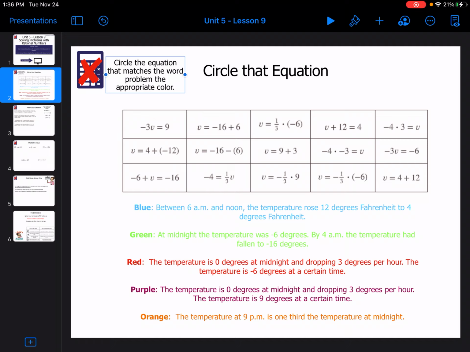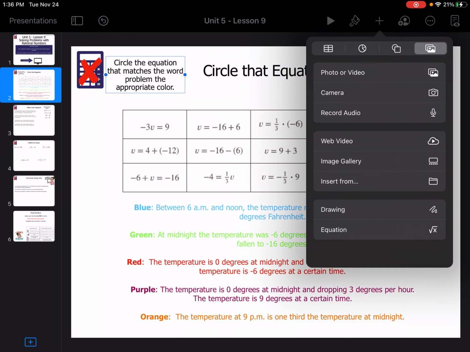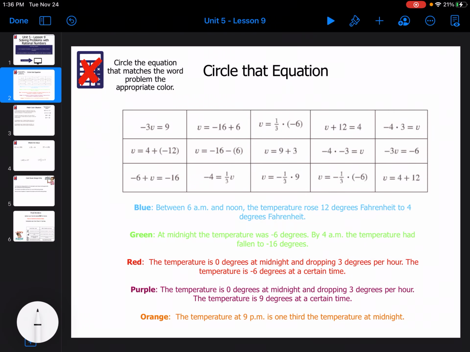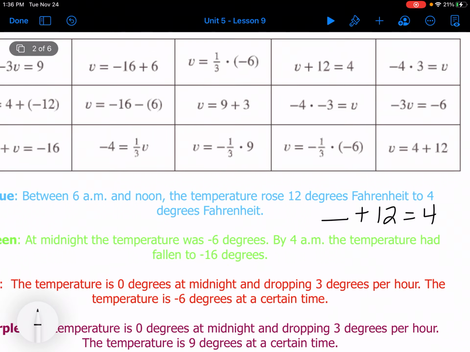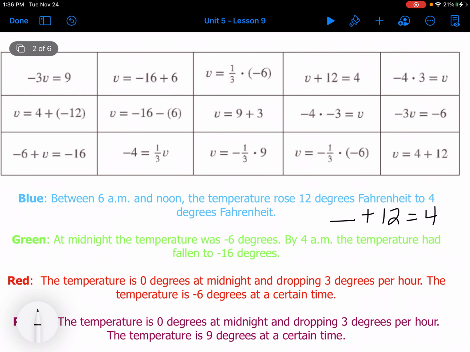So it says blue, between 6 a.m. Might be easier just to start by writing down what I think it is. So between 6 a.m. and noon, the temperature rose 12 degrees Fahrenheit to 4 degrees Fahrenheit. So something plus 12, and now it equals 4. So something like that. So at midnight, the temperature was -6, and by 4, the temperature had fallen to -16 degrees. So minus something is going to give me -16.